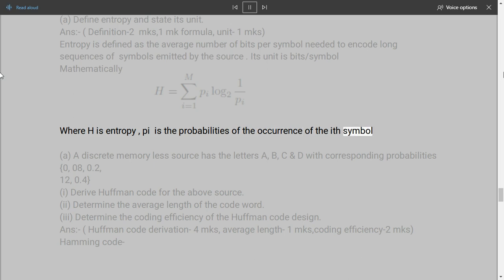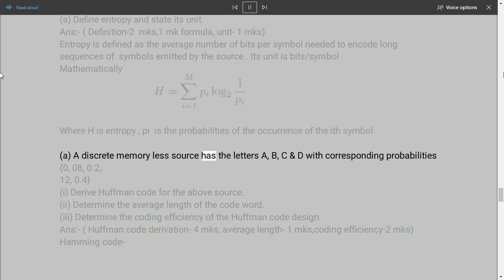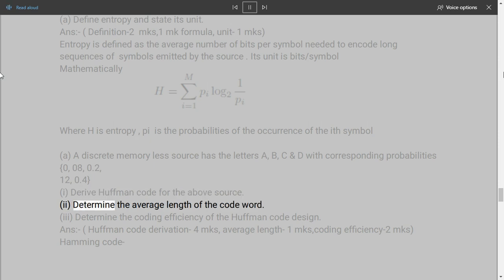A discrete memoryless source has the letters A, B, C, and D with corresponding probabilities 0.8, 0.2, 0.12, 0.4. 1. Derive Huffman code for the above source. 2. Determine the average length of the code word. 3. Determine the coding efficiency of the Huffman code designed. ANS: Huffman code derivation, 4 marks; average length, 1 mark; coding efficiency, 2 marks.